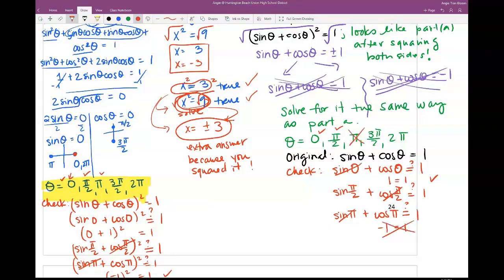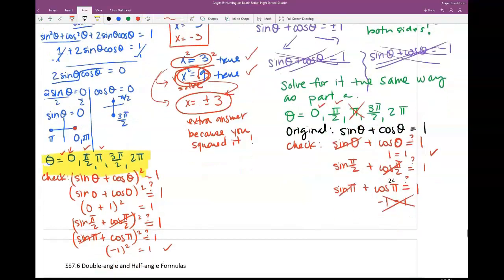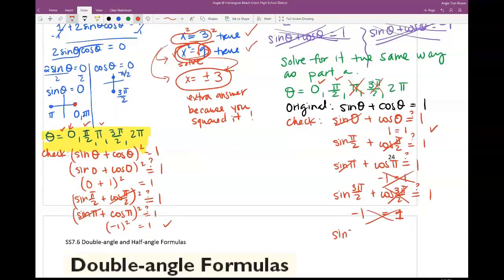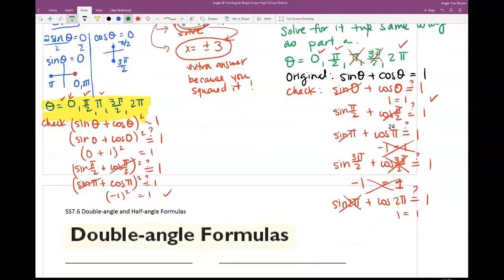So you see the difference between A and B? How about 3 pi over 2? Kind of the same thing, right? Sine of 3 pi over 2 plus cosine of 3 pi over 2, is it 1? Well, cosine of 3 pi over 2 is 0, and sine of 3 pi over 2 is -1. -1 does not equal 1, okay? So that doesn't work. How about 2 pi? Sine of 2 pi plus cosine of 2 pi equals 1? Well, this will work because cosine of 2 pi is +1. So part A has all 5 answers.